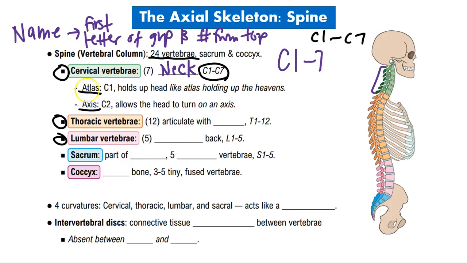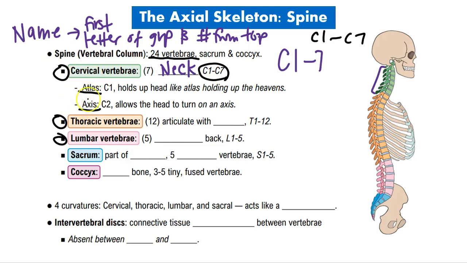First off, the atlas, or C1, that means cervical vertebrae 1, holds up the head. Okay, so this is really important. It's going to hold up your head, and it's going to allow you to nod your head. So if you go ahead and rock your head forward and backwards, that's because of your atlas C1 vertebrae.